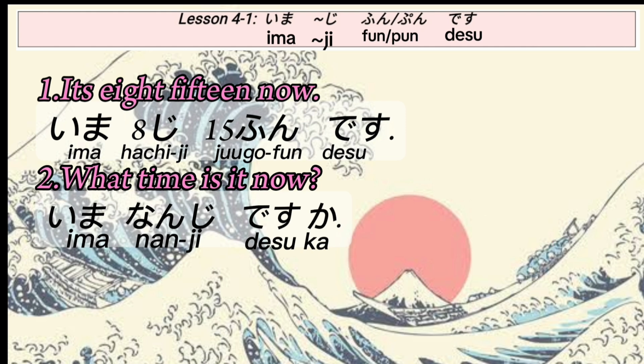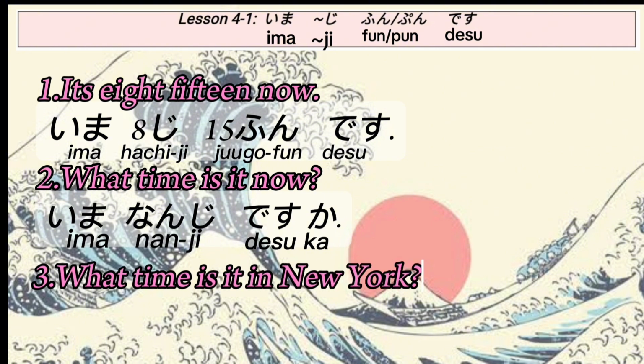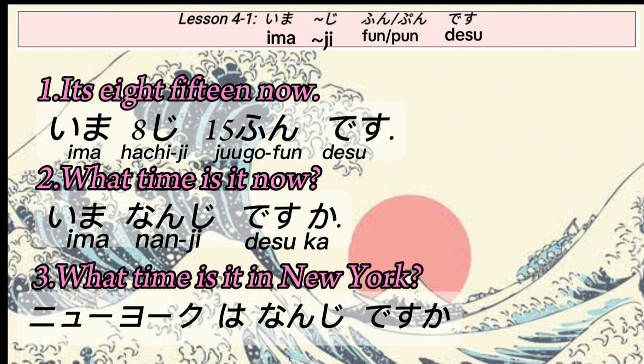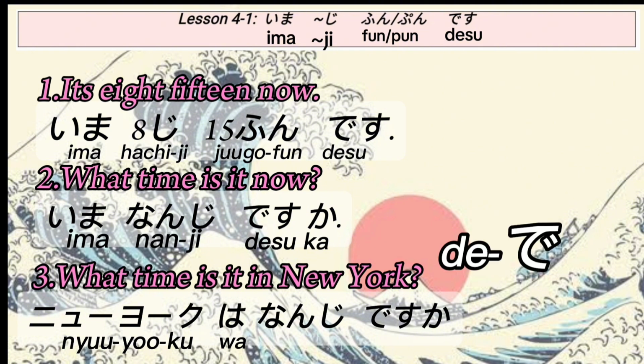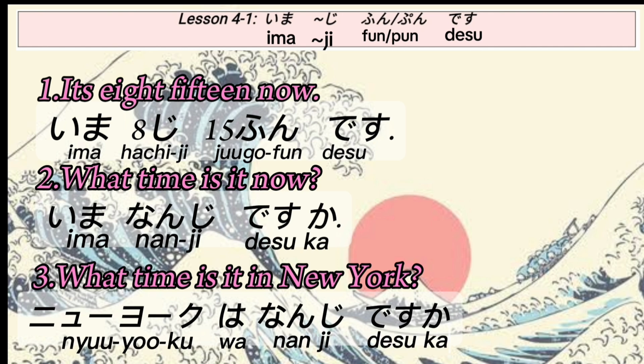And for our last example for this topic, we have: what time is it in New York? New York is New Yooku, followed by the particle wa. But if the topic is place, we use the particle de. But for now, let's just use wa. New Yooku wa nanji desu ka?